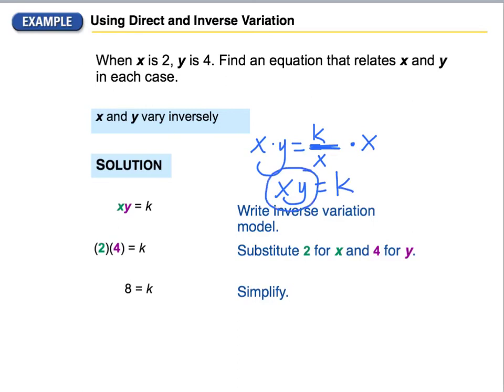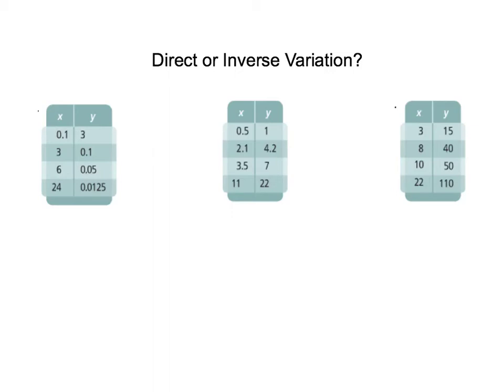So if they give me x and y, I'm just going to plug them in and multiply them, and you have 8. 8 is the product of x and y. So when I go back to write my equation, it's y equals 8 over x, and that's the equation for this inverse variation. All right, so we'll see some more problems like that in class. Okay, so let's do some more practice with direct or inverse variation.